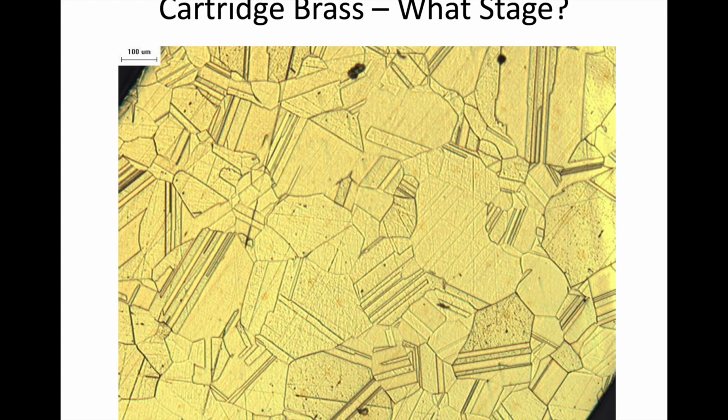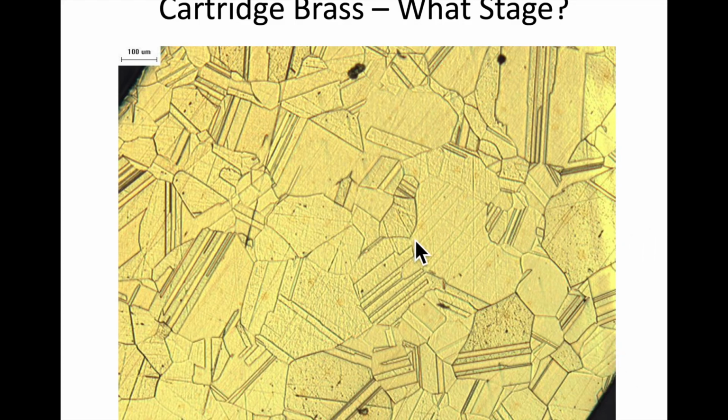Still cartridge brass, same material we've been working on, but this is clearly different, right? Overall, you see that these grains, so for example, this grain, is more or less what we call equiaxed. So same size in all directions. So roughly, it's not going to be circular because of the different crystal facets, but it is roughly the same in all directions.